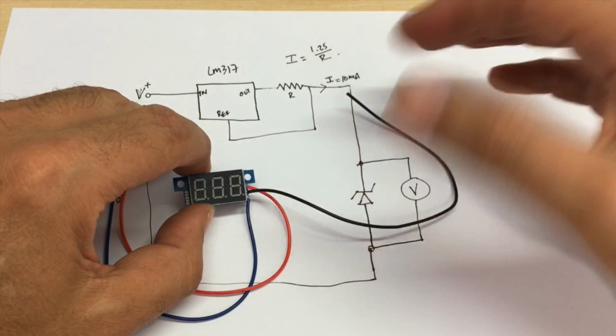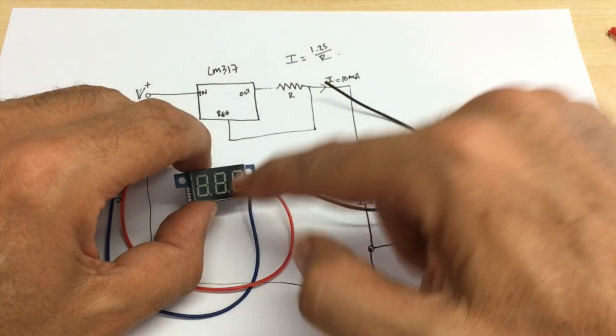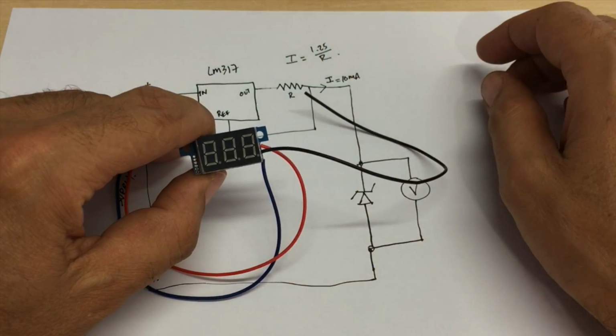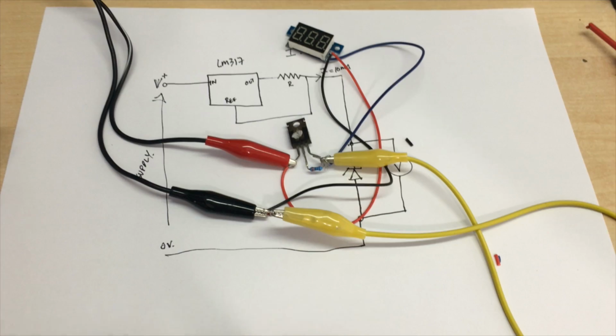But if you put it in reverse and the 10 milliamps flows through it, it'll give you the breakdown voltage, and it'll give you a very handy, very simple, very small, and very cheap little voltmeter. That's the first module that I'm using.